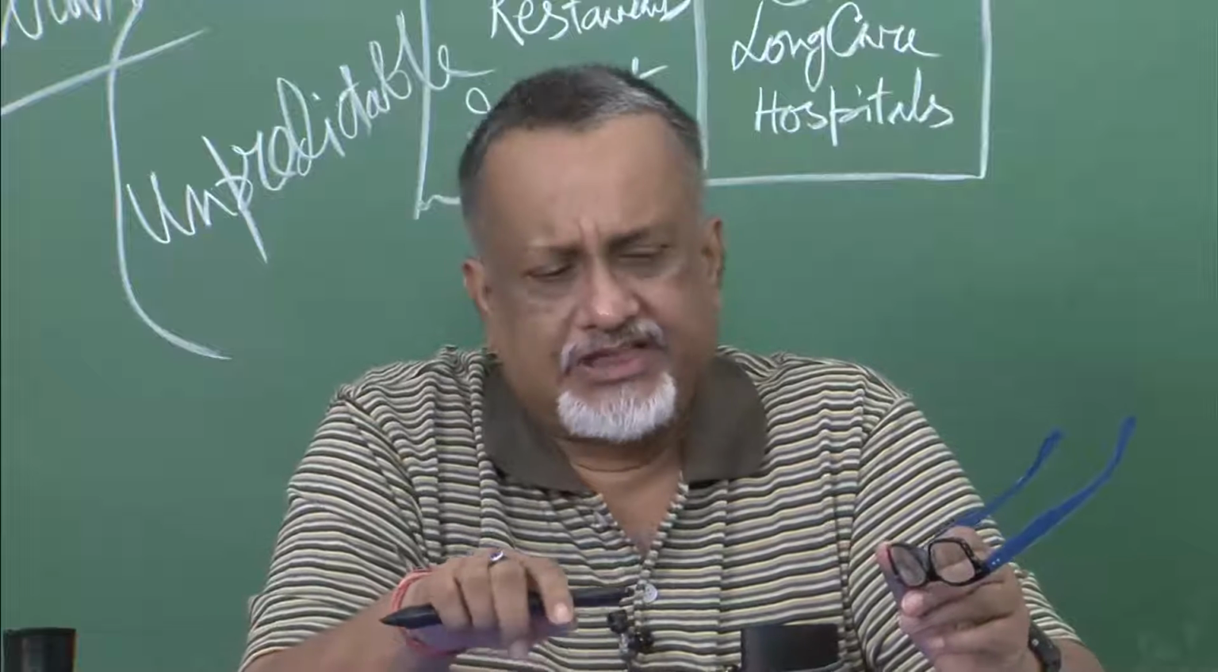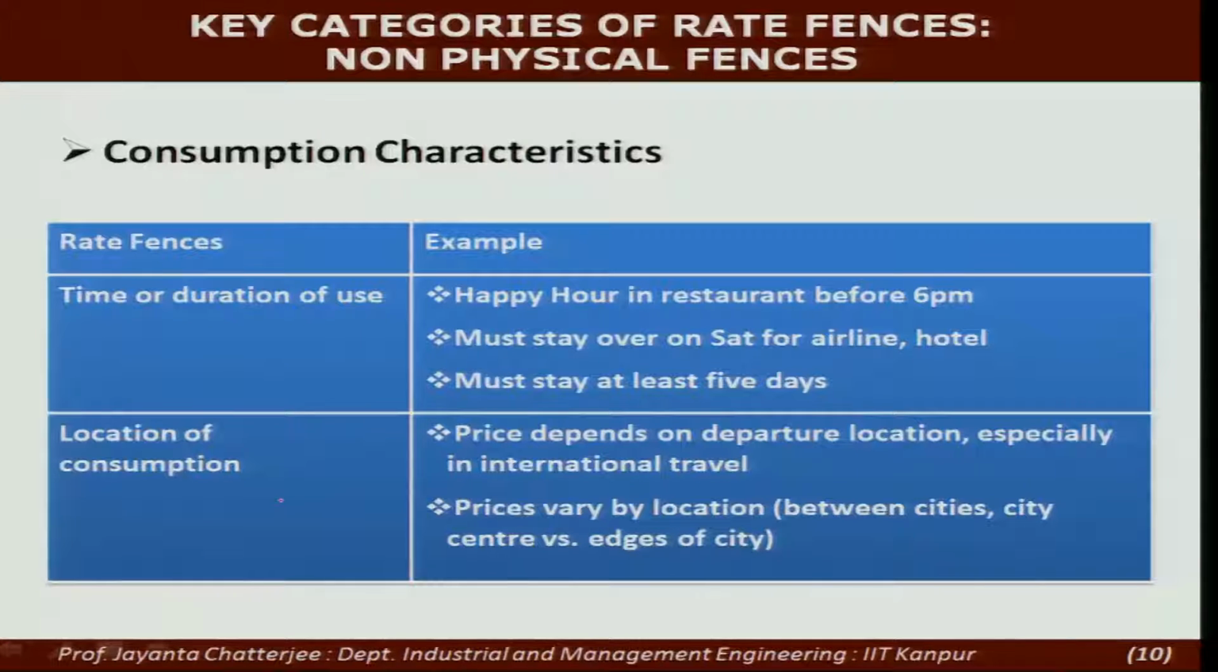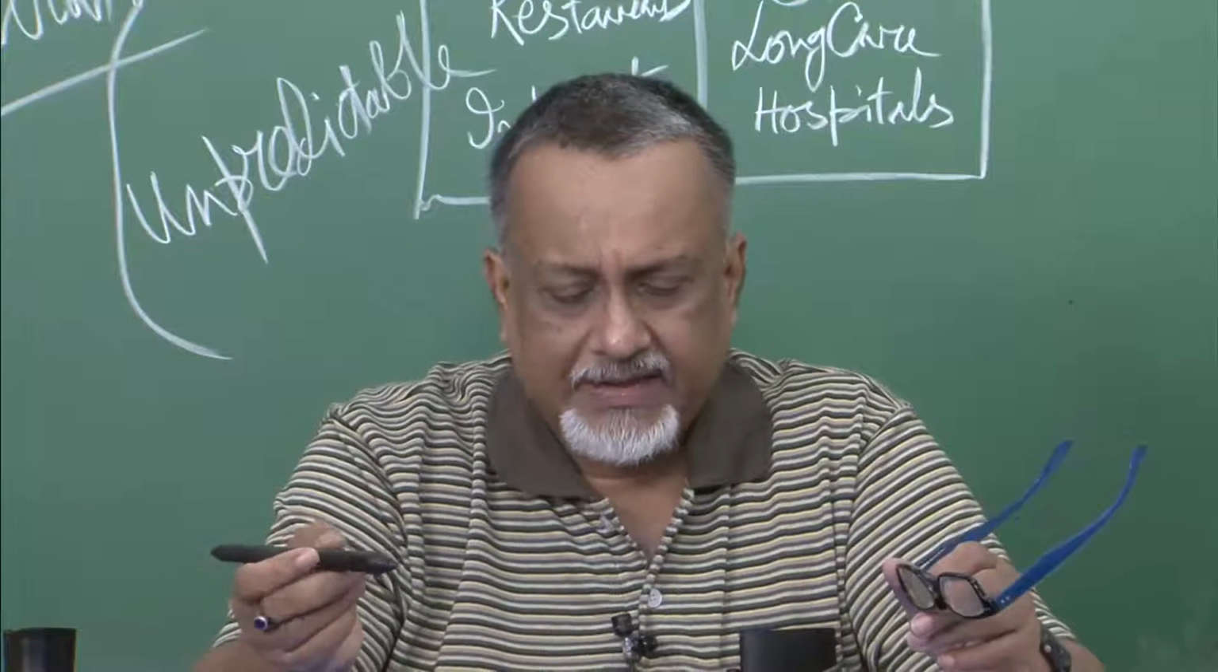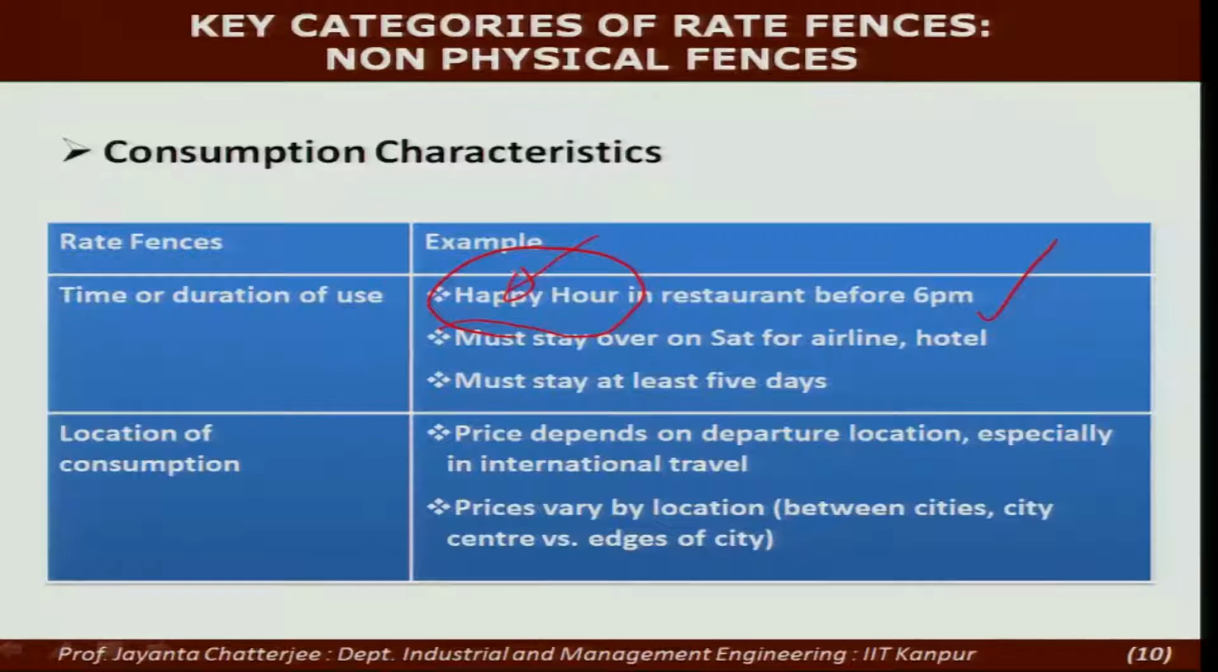Another kind of rate fencing is based on consumption characteristics, that means time and duration of use. Like happy hours, which is usually between 4 p.m. and 6 p.m. or 3 p.m. and 6 p.m. in a restaurant, may provide you a 2 for 1 type of deal in drinks, or certain special snacks at special prices and so on. That's why this period is called happy hours, very popular at pubs, bars and restaurants where drinks are served. That's where this name happy hour comes from. So you actually get your happiness at a lower price.